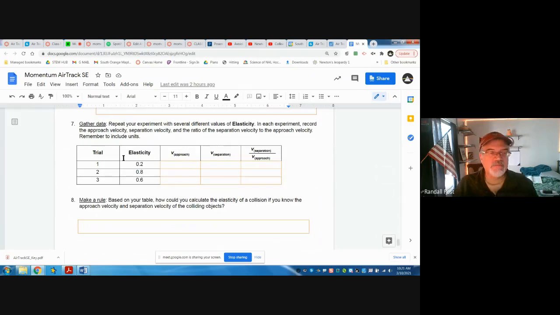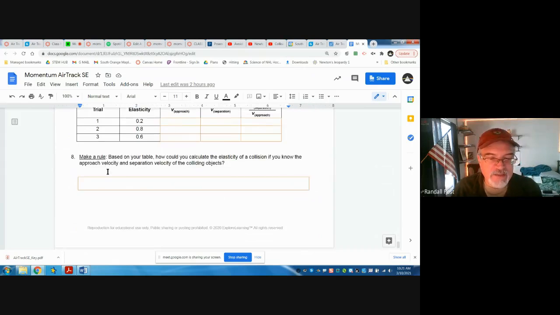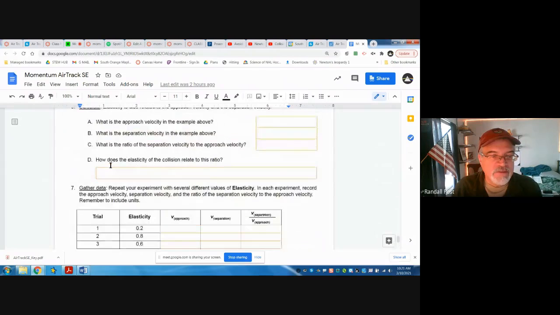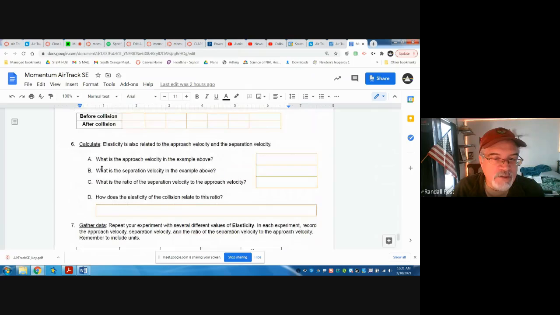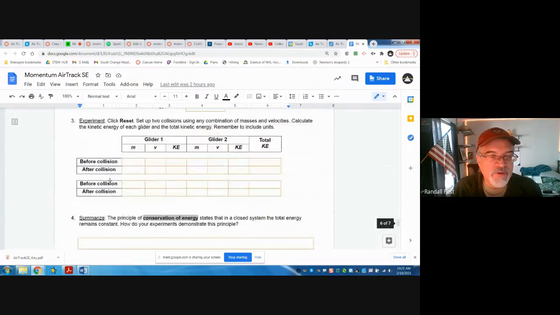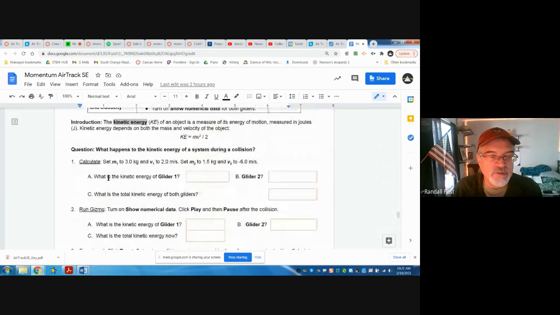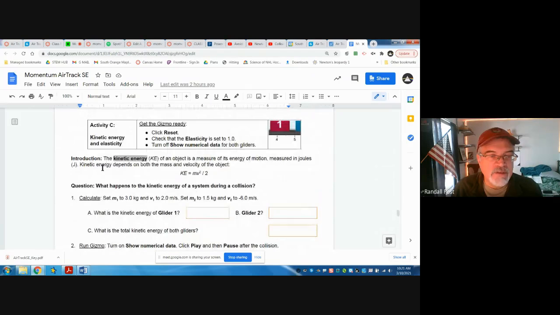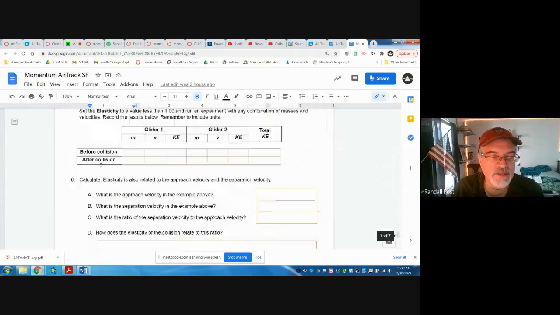Okay, this one I would like you to do 7 and 8. So what are we skipping? We're skipping 6, 5, 4, 3, 2, 1 from activity C. Skip C 1 through 6.